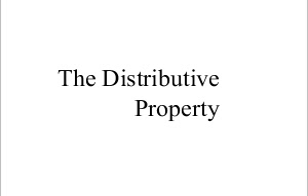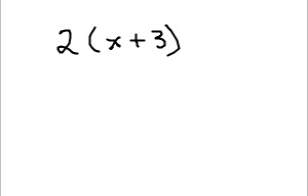The distributive property is used to multiply over addition. So in a problem like this, you have a multiplication problem here. This implies multiplying even though there's no sign here. But you've also got this addition problem within the brackets. So the distributive property says you need to distribute this multiplication over the addition.